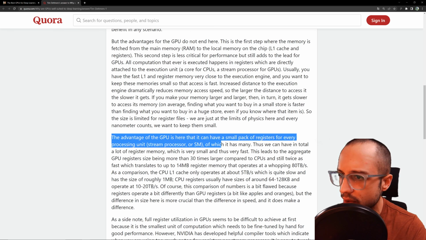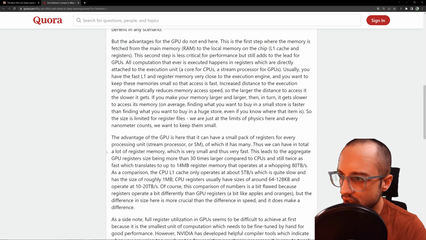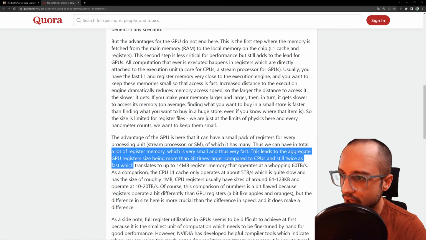The advantage of the GPU is we can have a small pack of registers for every processing unit, which has many. Thus, we can have in total a lot of register memory, which is very small and thus very fast. This leads to the aggregate GPU register sizes being more than 30 times larger compared to the CPUs, still twice as fast.